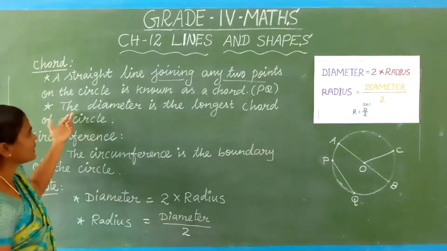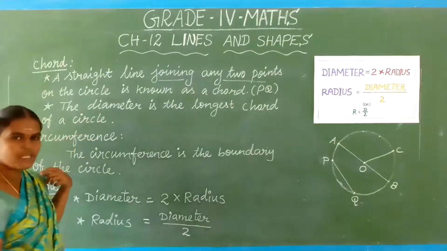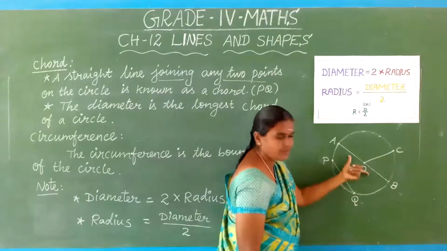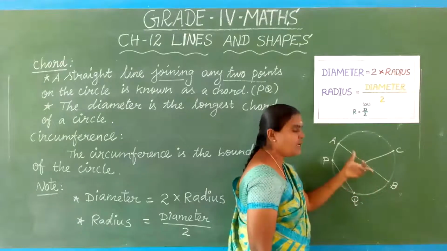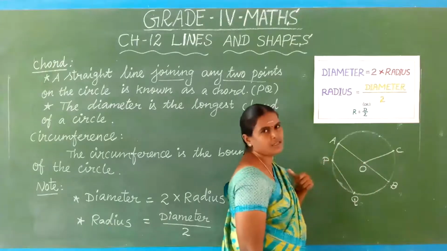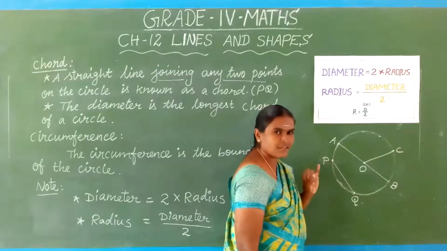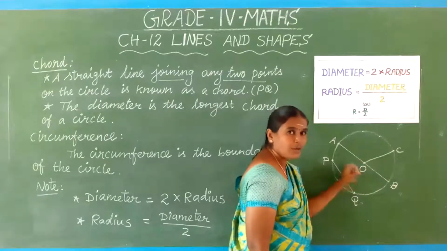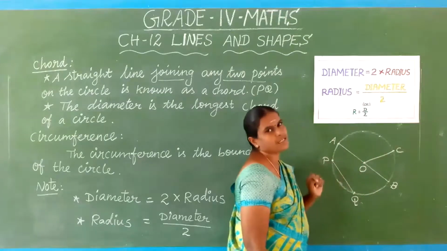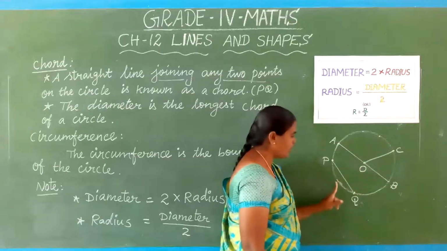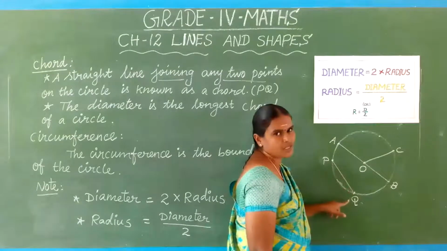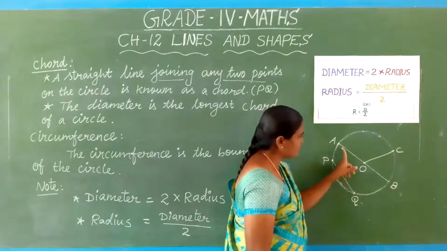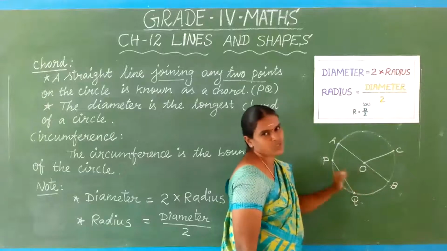Next point, the diameter is the longest chord of the circle. Look here. Which is the diameter? This is the diameter AB. AB is the longest chord of the circle. Diameter means take any 2 points on the circle, passing through the center. Chord means take any 2 points on the circle and join them. So the diameter is the longest chord.